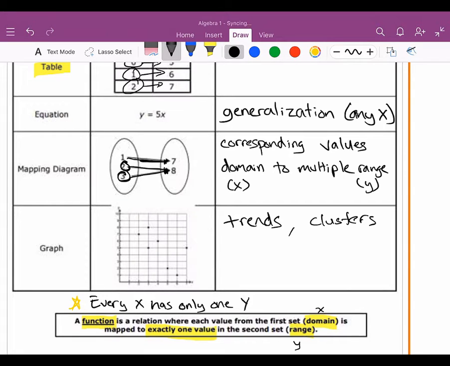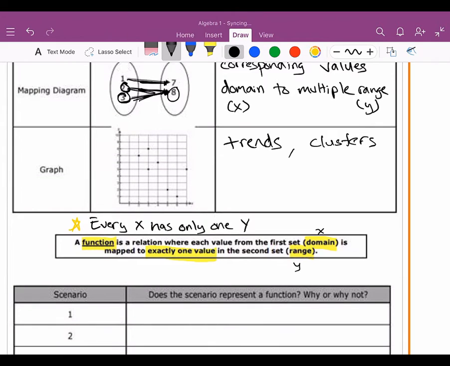It doesn't say every y. It doesn't say every 8 has only one x. Every y value can have multiple x's, as long as every x is only mapped to one y. It only goes out one direction. The 2 cannot go to the 7 as well, and the 8 only has one direction, one mapped to only one.